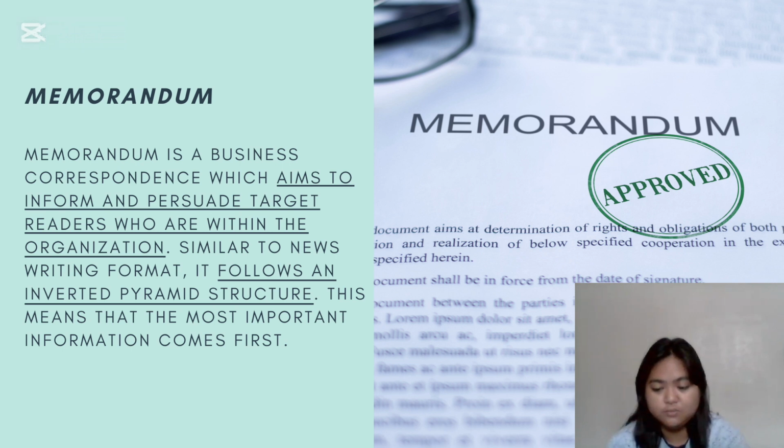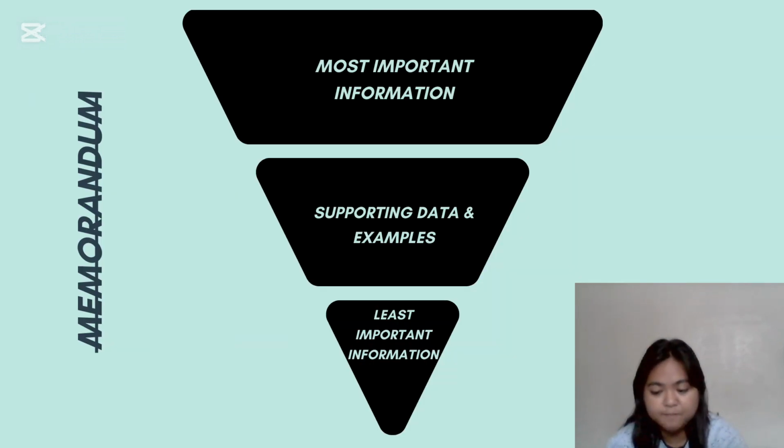So, ito yung sinusundan na inverted pyramid structure. So, ang una mong makikita sa memorandum is yung the most important information. So, yung kung ano yung ibinabatid ng memorandum. So, next is supporting data and examples. So, ano yung sinusupport nung binabalita mo. So, next is least important information, yung mga hindi na siya gaano kaugnay. So, parang yun na lang yung least important information.